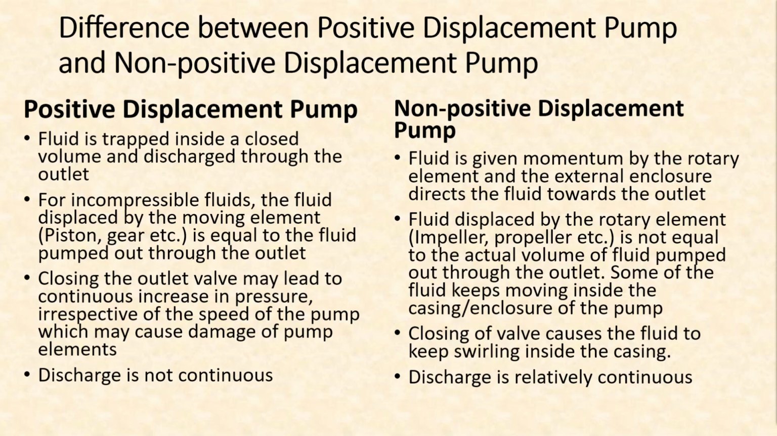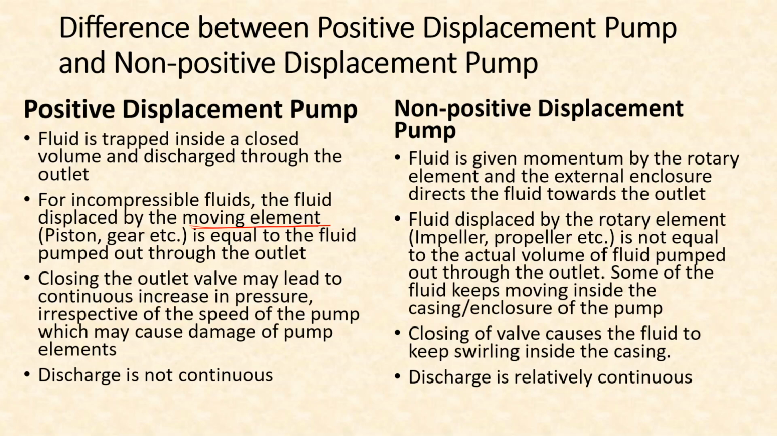For incompressible fluids, the fluid displaced by the moving element, that means the piston or plunger or gear, etc., will be equal to the fluid pumped out through the outlet. That means if the fluid is not compressible, then whatever is the movement of the piston inside the reciprocating pump, suppose, that much fluid must be expelled out through the outlet.